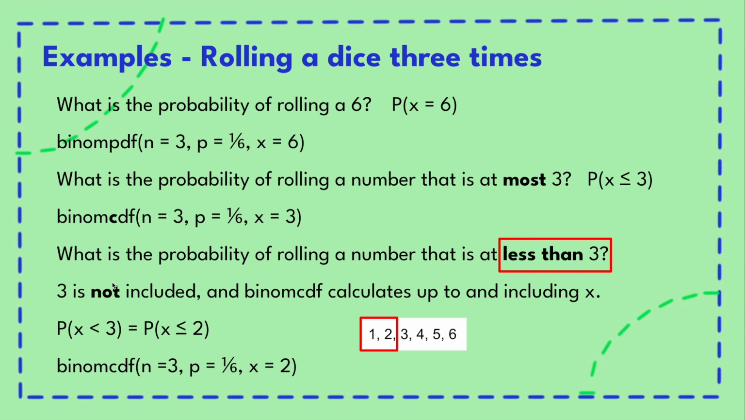So now we have our initial P statement, which is x less than 3, the probability of rolling something less than 3. Now we need to rewrite it and say, well, that's the same thing as x is less than or equal to 2. And if we look over here, we can realize that 1 and 2 is less than 3. And I would definitely say that writing this out here, just really quickly figuring it out, is really helpful. And then now, when we do our CDF, n and p stay the same, and x is now equal to 2 because we need up to and including 2, because that is less than 3.